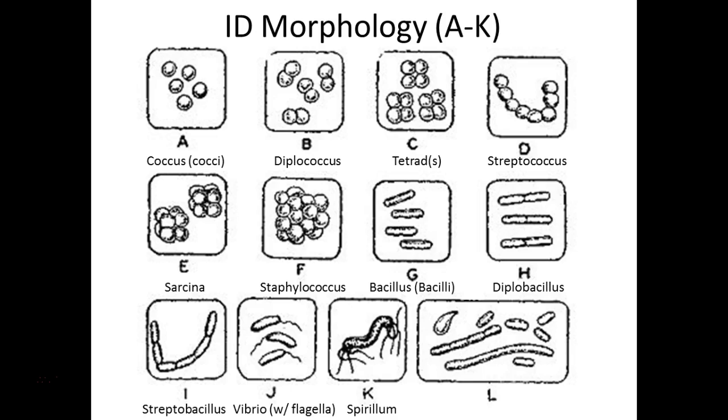And then if you can't hold a particular shape, because you're probably missing a cell wall, you're said to be what? Pleomorphic, or the condition of pleomorphism.